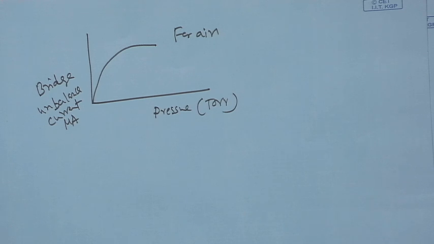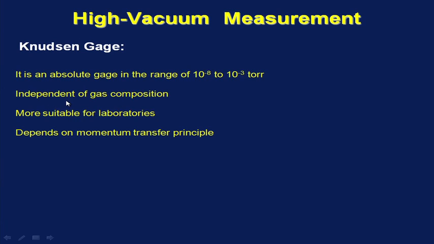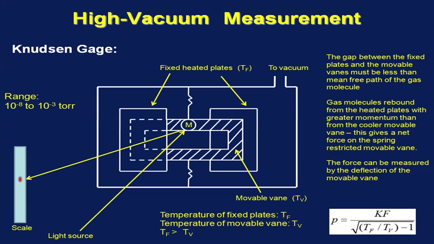Finally, let us talk about Knudsen gauge. It is an absolute gauge in the range of 10 to the power minus 8 to 10 to the power minus 3 torr. It is independent of gas composition. However, it is more suitable for laboratories. It depends on momentum transfer principle.